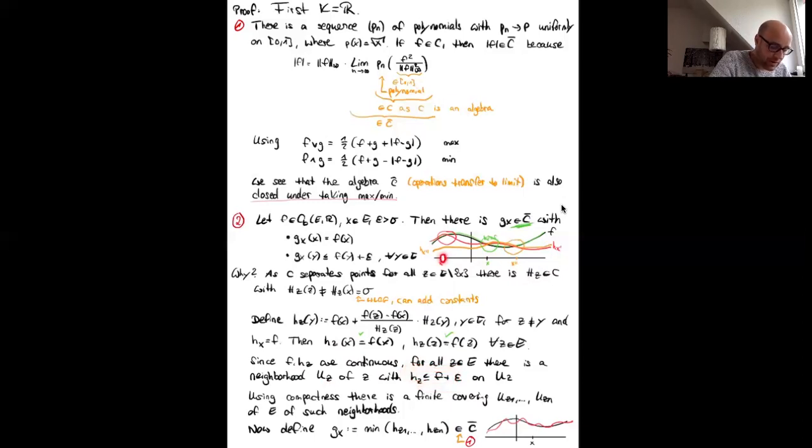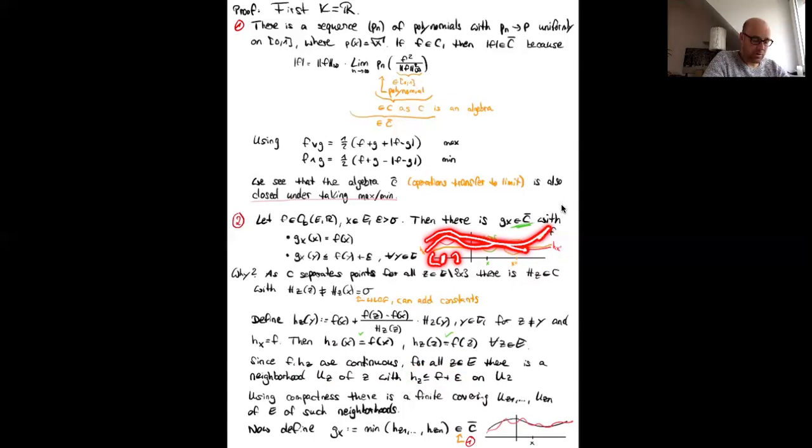So let's take this value z here. So we have our function, which takes the value f of z here and f of z here. But now we say there's a neighborhood so that the function is smaller than the graph of f plus epsilon on that neighborhood.